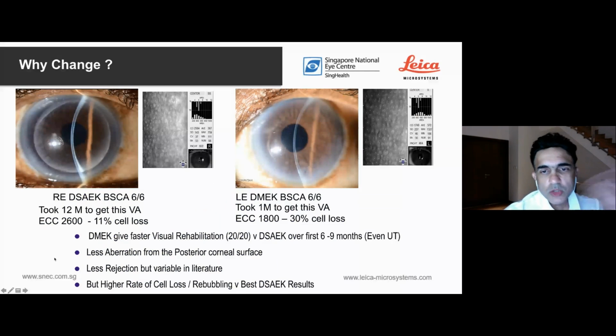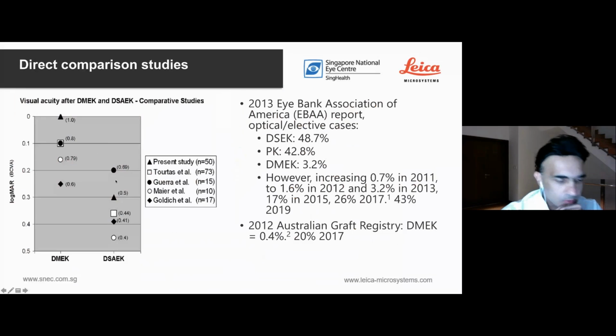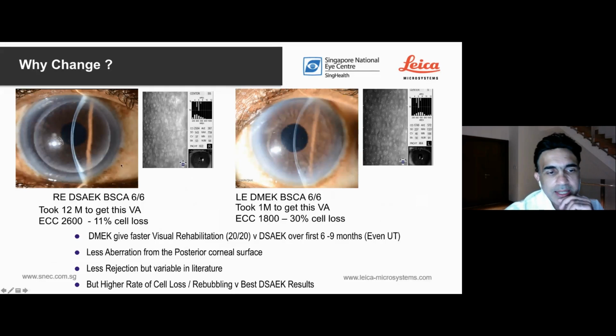So if DSAEK is so good, then why should you change to doing DMEK? If you look at this, this is one patient of mine. This is his right eye on this side and the left eye on this side. We look at the best corrected visual acuity. He had an ultra thin DSAEK done and he did pretty well. He can see quite well, 6/6 in this eye corrected, but it took him about a year to get this visual acuity. His graft is about 70 microns thick, and his endothelial cell loss is pretty good. With the Endoglide, he had 2,600 endothelial cells at 1 year, which is only about 11% cell loss.